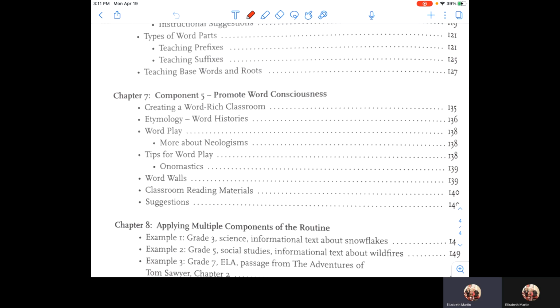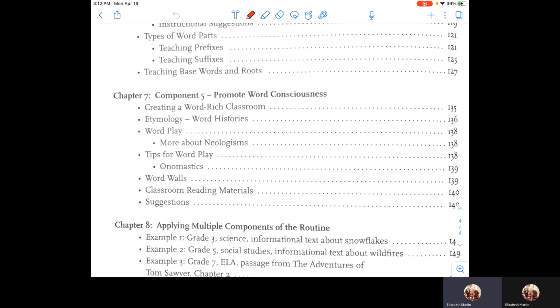Being able to find different ways to use the word in, for example, jokes and games and puns. These are things that students are going to remember and associate the words that they're learning with words that they've already known.